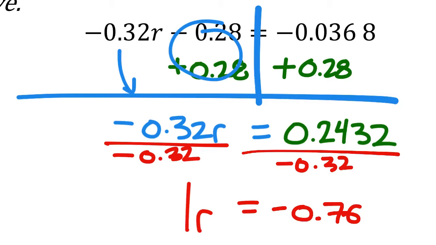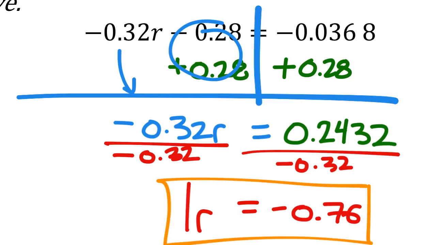And then, of course, my last step here is just to double check. So negative 0.32 times r, which we just found, is negative 0.76 minus 0.28. And what do we get? Negative 0.0368. So that checks off, and we see that this answer is correct.